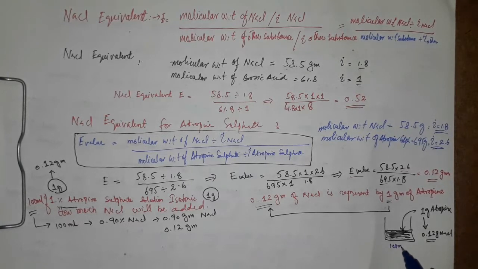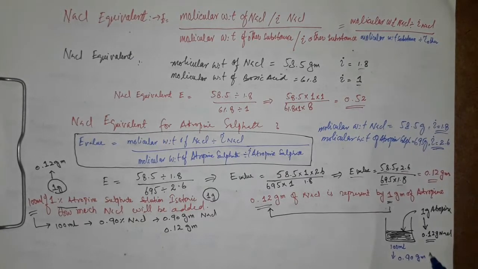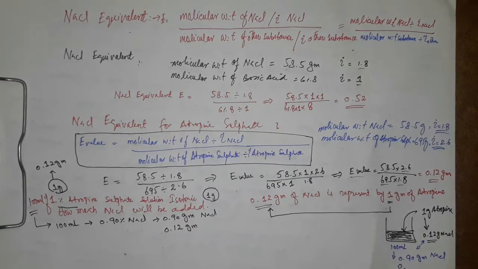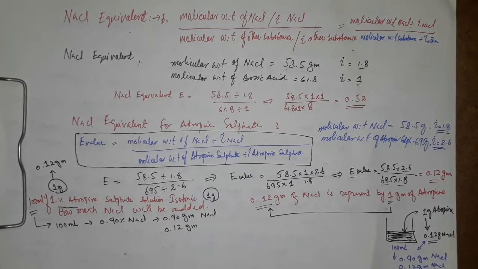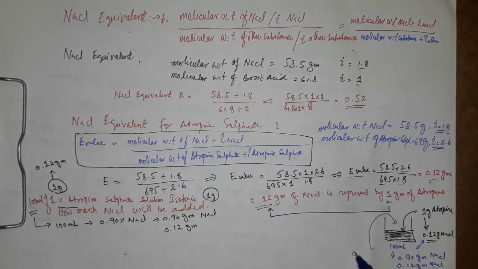But this is a 100 ml solution, and we know that a 100 ml solution should not contain 0.12 gram of sodium chloride, rather it should contain 0.90 gram of sodium chloride. So we have to add an additional quantity of sodium chloride. How much? Just subtract this 0.12 gram of sodium chloride, which is represented by 1 gram of atropine. How much quantity will it be? Sorry, 0.78 gram of sodium chloride will be added to make this 100 ml solution isotonic.